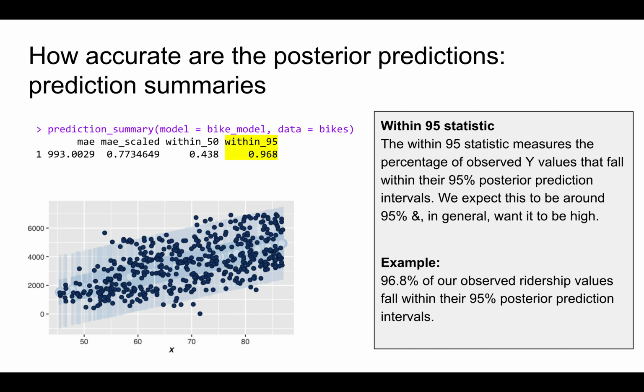Finally, 96.8% of our observed ridership values fall within their 95% posterior prediction intervals. That is, almost all of these dark blue dots fall within these wider light blue bars. That is, our model is pretty good at covering or anticipating ridership.